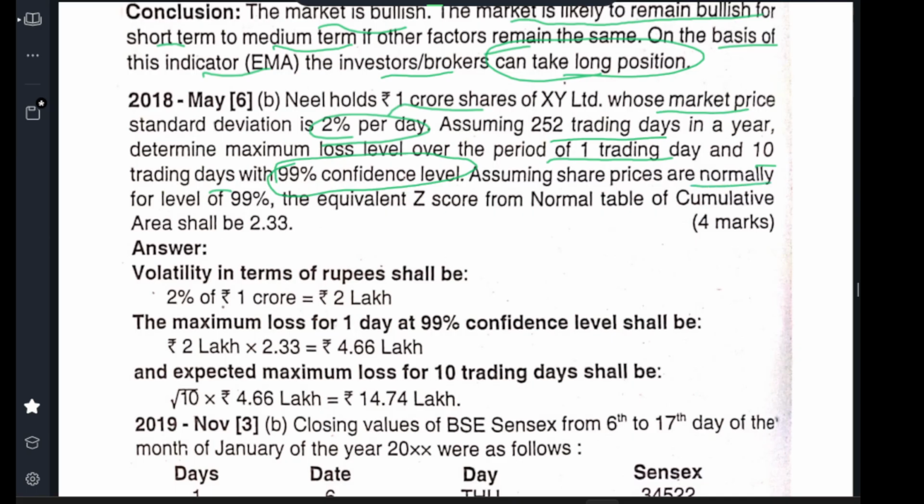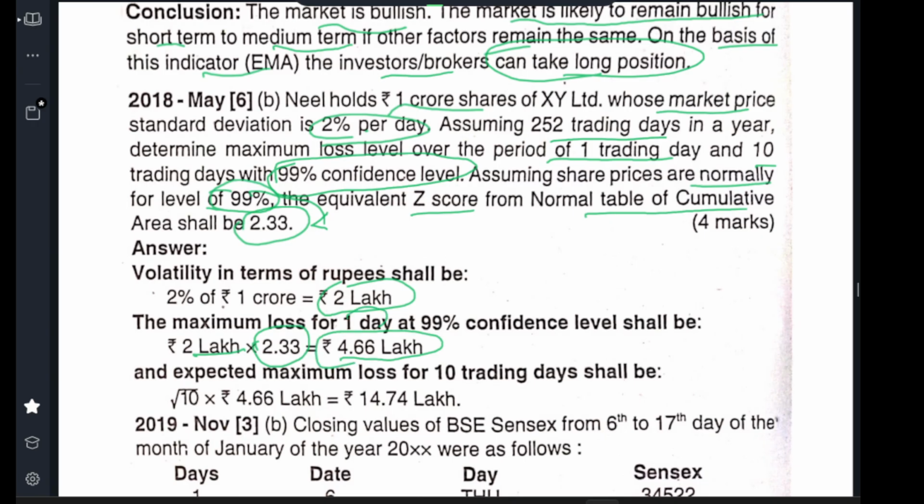Assume the price is normally distributed. At the 99% level, the equivalent Z score from the cumulative normal table is 2.33. What will you do? 2% loss on 1 crore is 2 lakhs. Then the maximum loss per day is 2 lakhs, and at 99% confidence, multiplied by 2.33, that is 4.66 lakhs. That is the maximum loss you can expect.